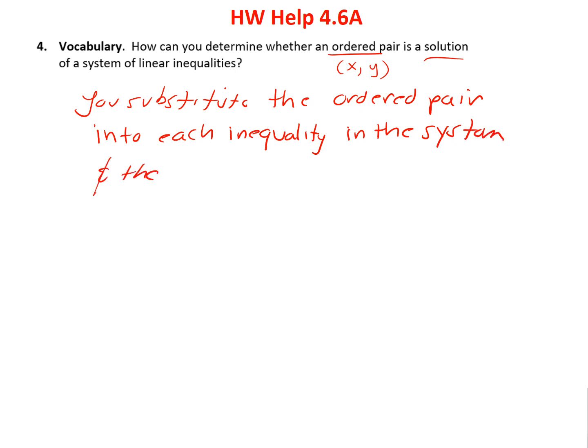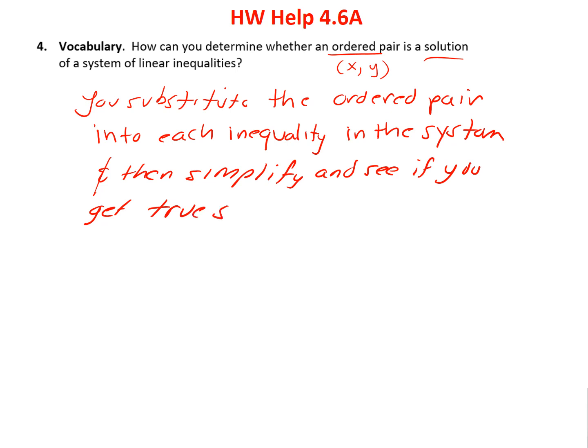and then solve, or actually simplify, and see if you get true statements. To be a solution to the system, you need to get a true statement each time you plug it into each inequality in the system. If one of them is true and the other is false, then it is not a solution to the system. It's only a solution to one of the inequalities.